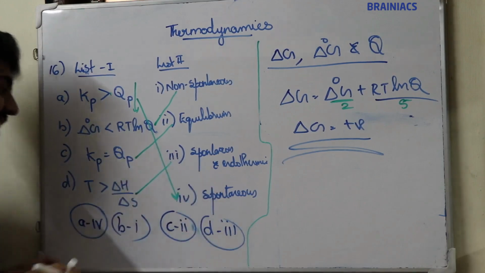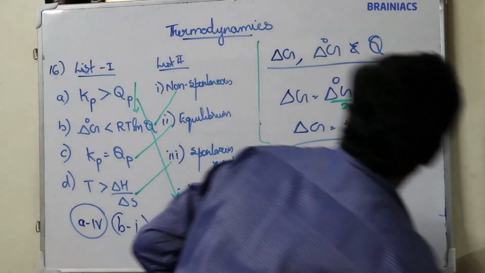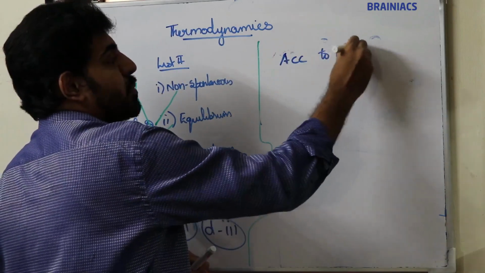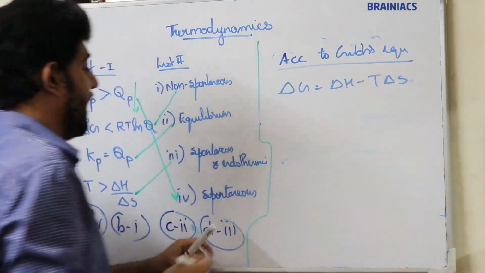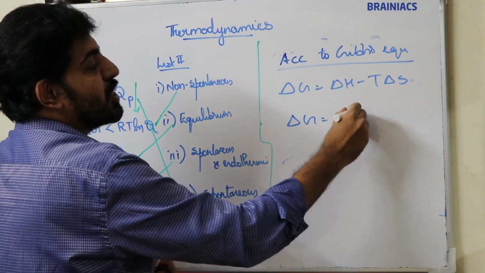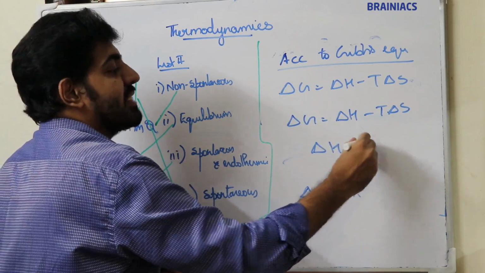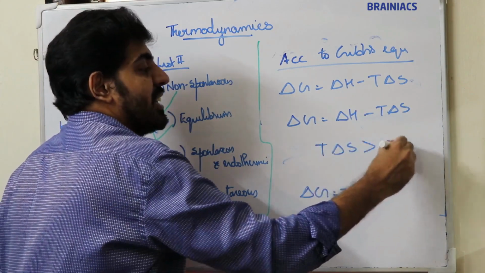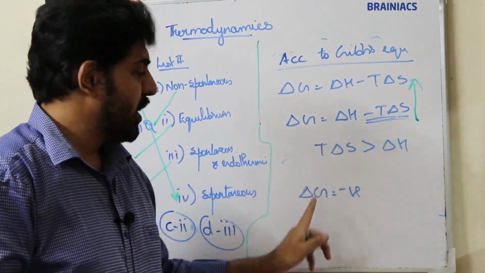Now remaining D, 3. I think you know this one. For example, I'll discuss that one. According to the Gibbs equation, delta G is equal to delta H minus T delta S. Here the reaction is endothermic, so delta H is positive. So delta G will be negative only if delta H is less than T delta S, or you can write T delta S greater than delta H.